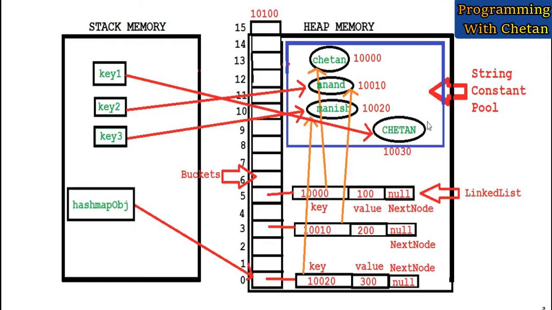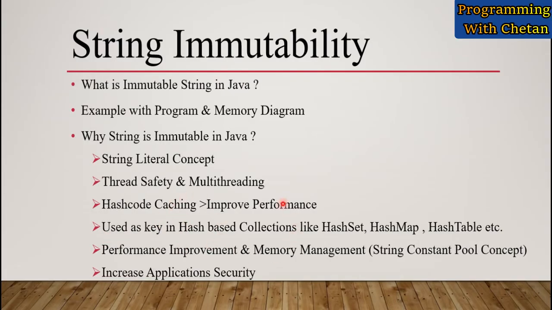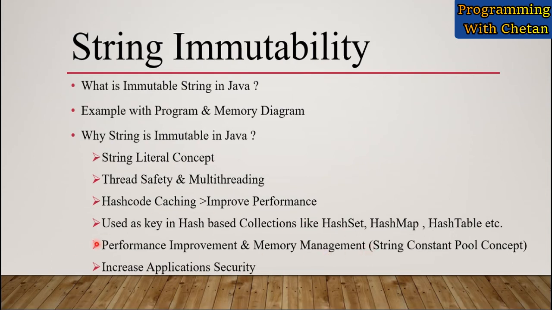So friends, to avoid such type of problems in Java programming language, string class is made immutable so that it can be used as a key in collection frameworks which are based on hashing concept. Now let us discuss our next point.